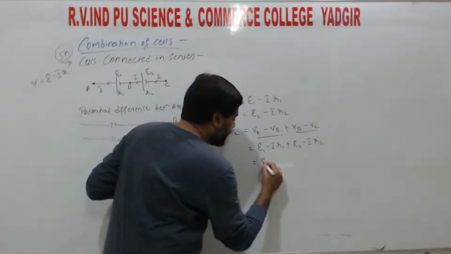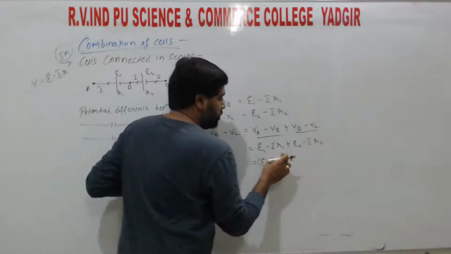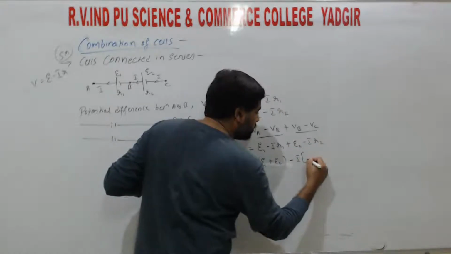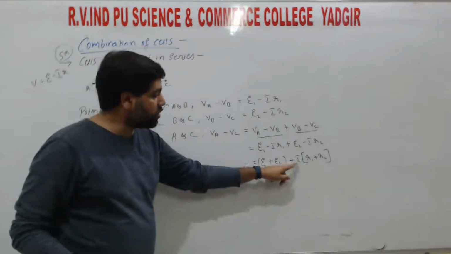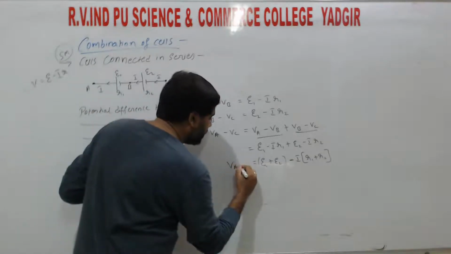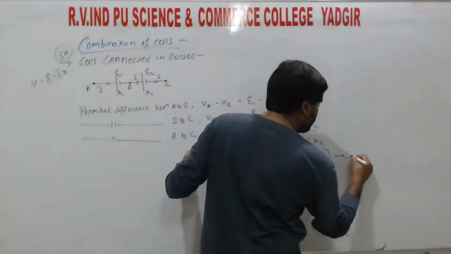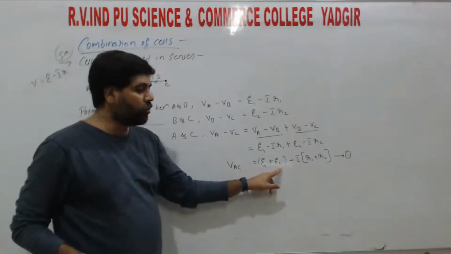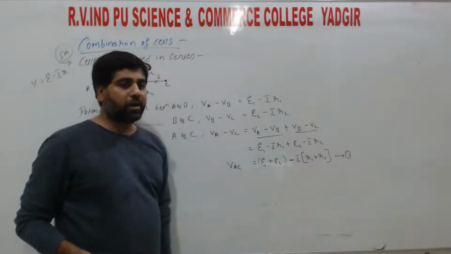So here we can write E1 plus E2, minus I common in these two terms, that is R1 plus R2, right? This gives the potential difference between A and C. Calling this the first equation: the total potential difference between A and C is the sum of the two cells' EMF minus the current into the sum of the two internal resistances.